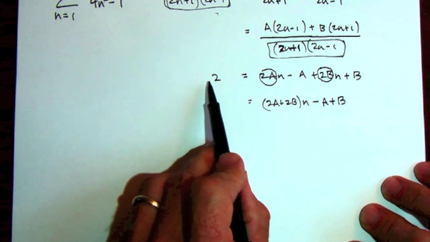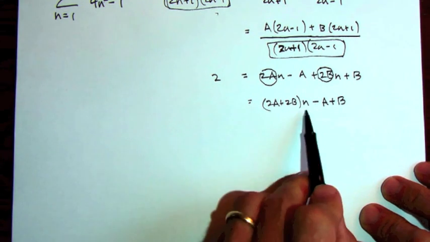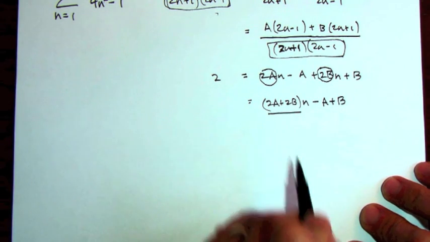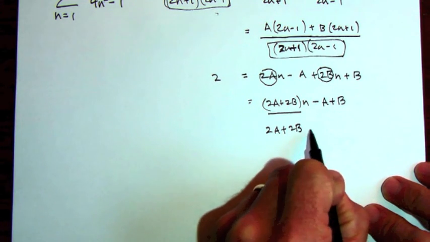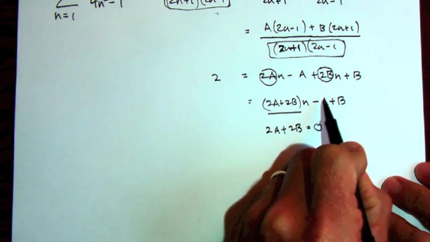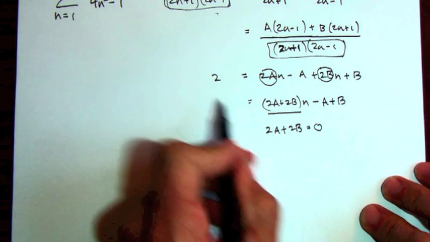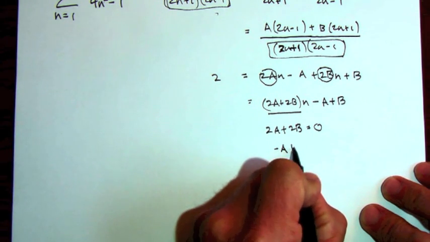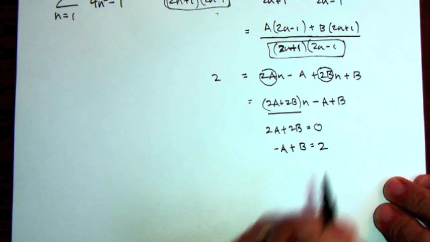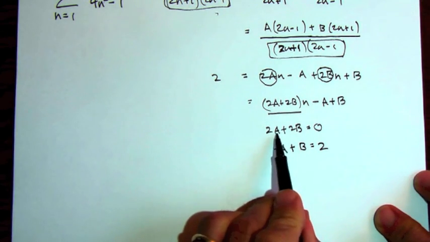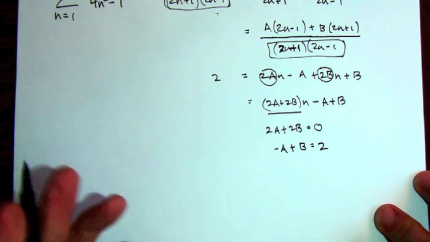There is no n term over here, so that means the coefficient of n has to be 0. And then these are my constant terms, and I know then that negative a plus b is going to equal 2. All right, so now I have two unknowns and two equations. I should be able to solve for a and b.